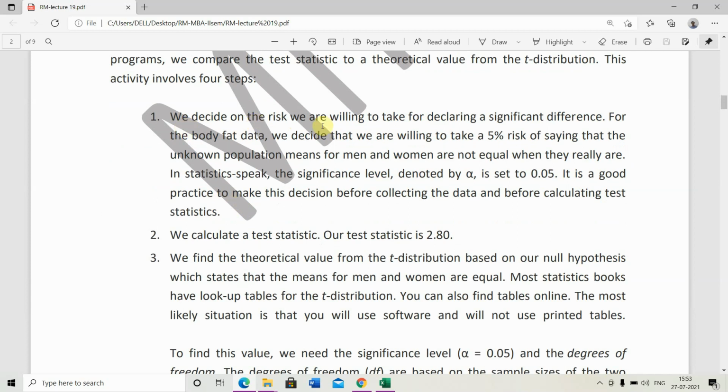We decide on the risk we are willing to take for declaring a significant difference. For the body fat data, we decide that we are willing to take a 5% risk of saying that the unknown population means for men and women are not equal when they really are. In statistics speak, the significance level denoted by alpha is set to 0.05. It is good practice to make this decision before collecting the data and before calculating the test statistic.